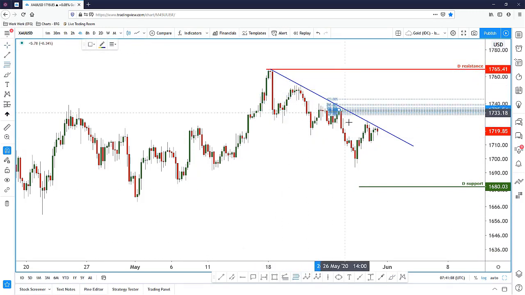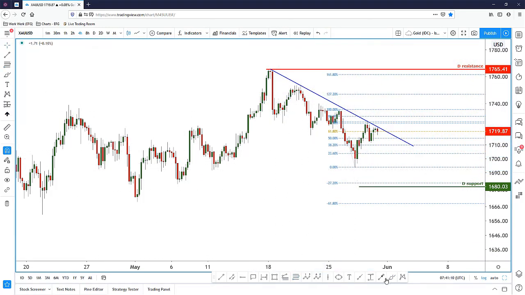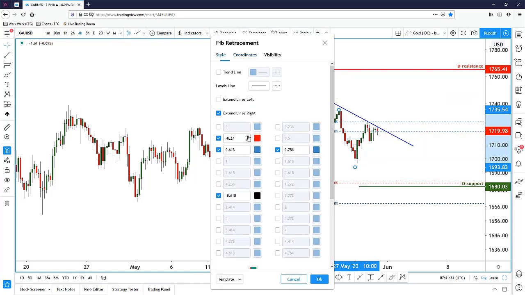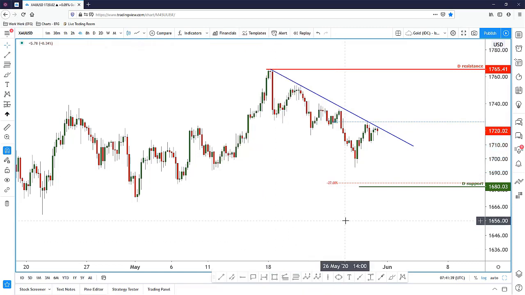Okay, and the recent one, high to the low, we see that price actually tapped the 78.6, and it's actually hovering around the 61.8 area. And just nicely, the negative 27.2 retracement ratio falls very closely to the daily support. So these are the levels that I want to highlight: the 78.6 and the negative 27.2. Okay, so there we have it.